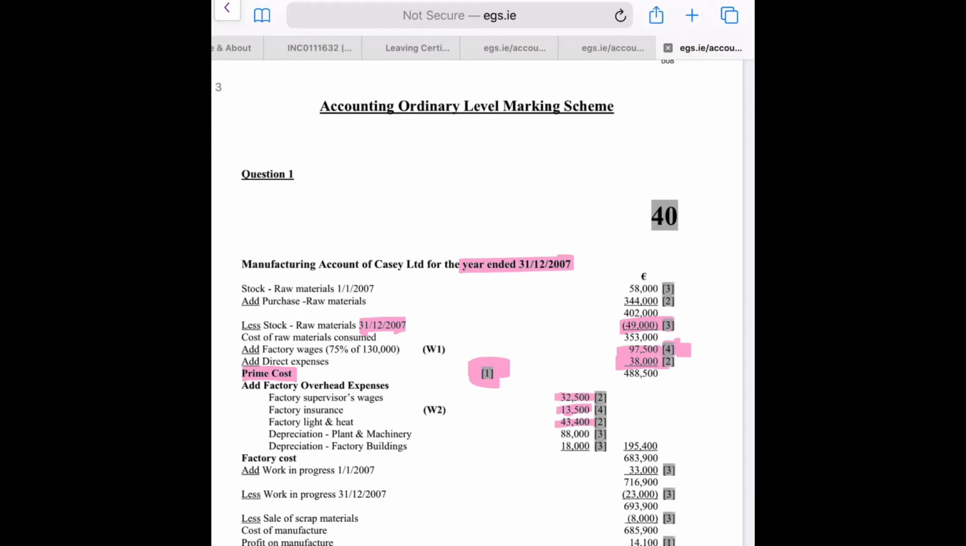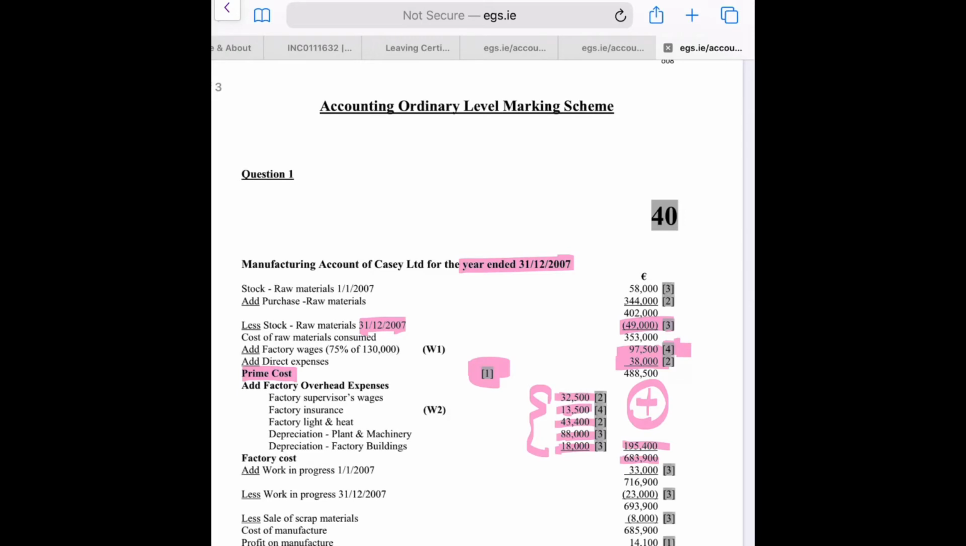Then you've got your depreciation of plant and machinery of 88 and 18,000. We got both of those from our workings as well. You're adding all of these up, okay? Add them up and it brings it to 195,400. That's your factory cost. You need to add that, okay? You're adding these 2 figures to get your factory cost of €683,900, okay?